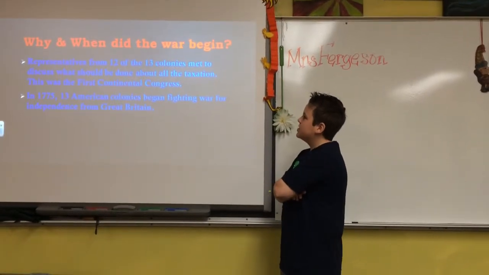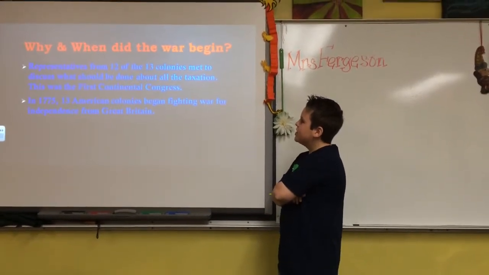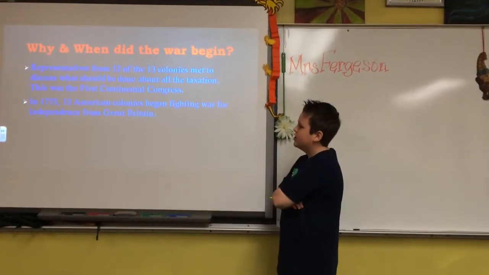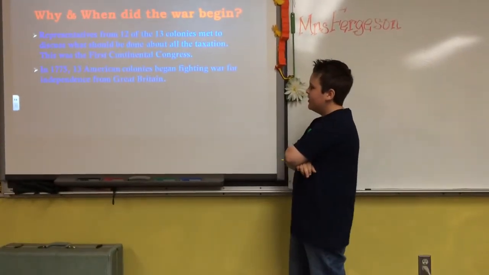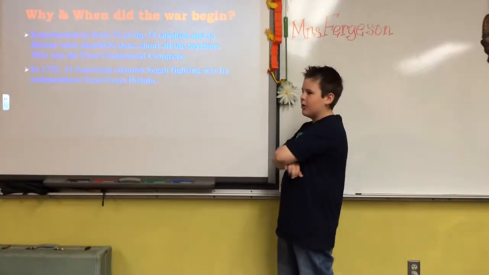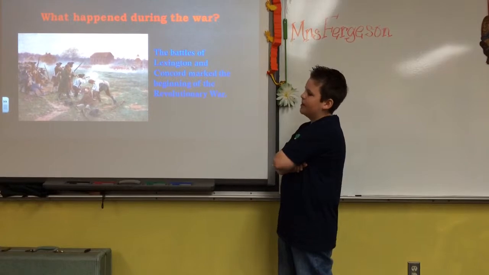Representatives from 12 of the 13 colonies met to discuss what should be done about all the taxation. This was called the First Continental Congress. And then in 1775, the 13 American colonies began fighting a war for independence from Great Britain. This is what happened during the war.